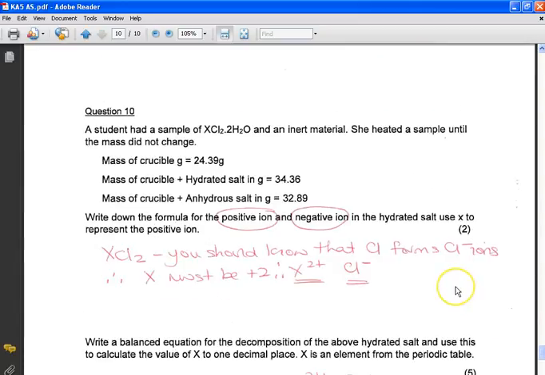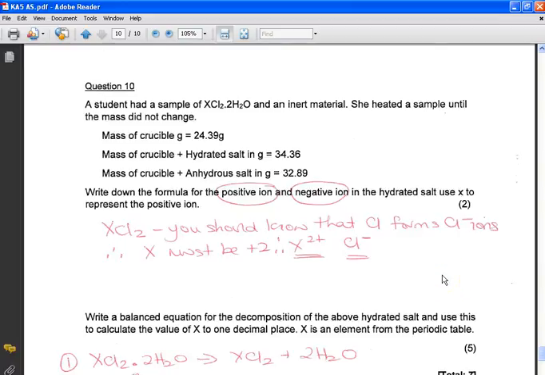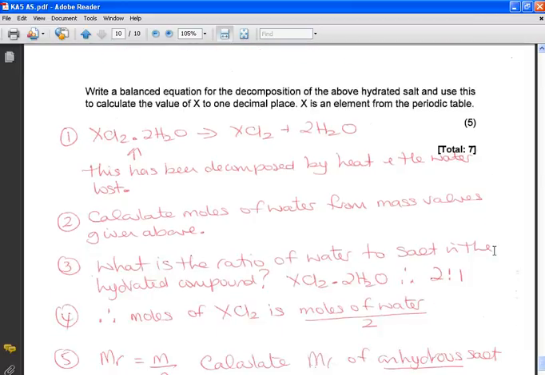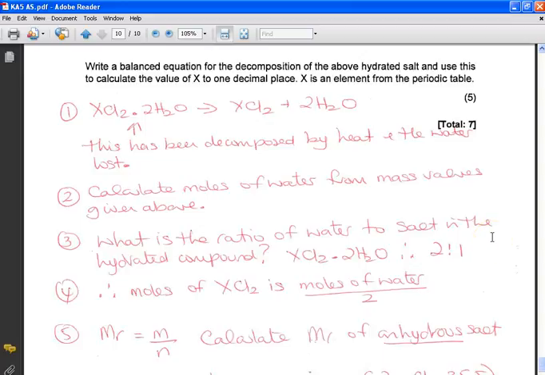Okay, and then we're coming on to the last question now, question 10. Okay, first question, write down the formula of the positive ion and negative ion in the hydrated salt. Yeah. So XCl2, chlorine forms Cl- ion, hence X must be 2+. And you're just asked for the formula for the ion, so X2+, Cl-. A number of you, I don't know what you were writing, but you certainly didn't write the formula for the ion.